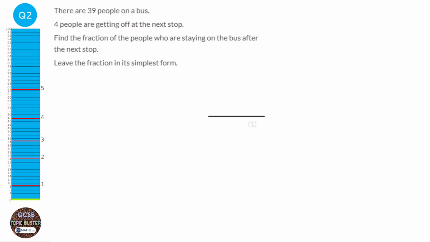If there were 39 people on the bus and 4 people got off the bus, that would leave 35 people remaining on the bus. So the fraction of people staying on the bus is 35 out of the 39 people on the bus. So our answer, as a fraction, is 35/39. We can't cancel that any further.